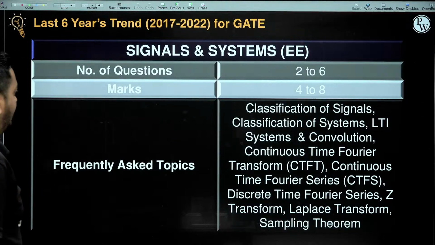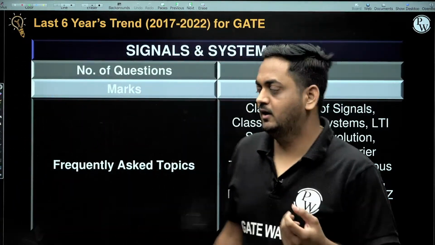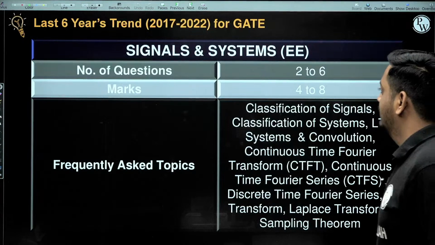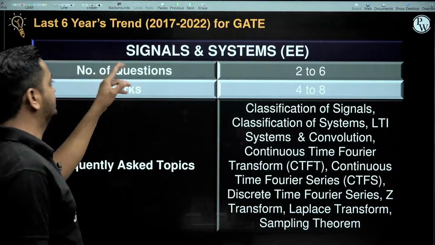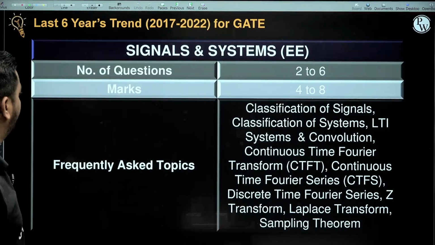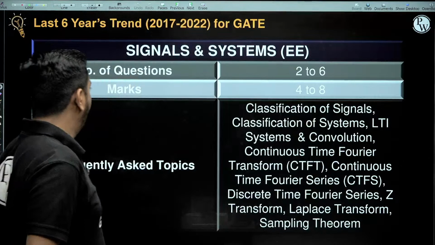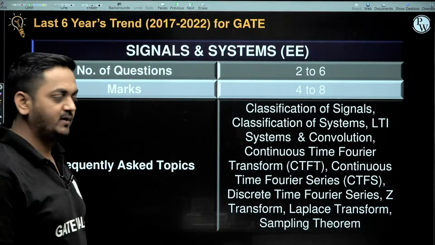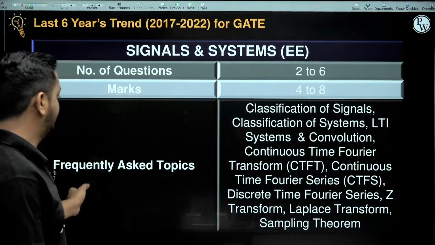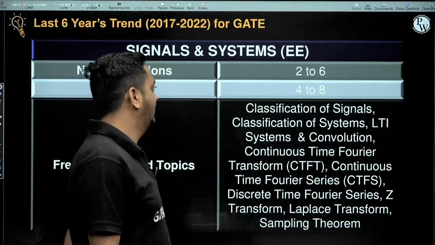Now, the weightage: average weightage and number of marks. Looking at the last 6 years trend, 2017 to 2022 for GATE, they are asking 2 to 6 questions every year, and the marks for electrical are 4 to 8 marks, average 6 marks, and the range is 4 to 8 marks. These are the frequently asked topics in the GATE exam for electrical.